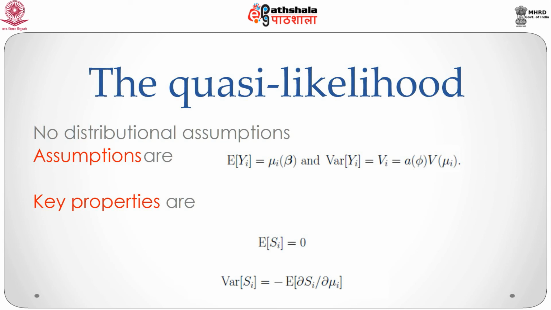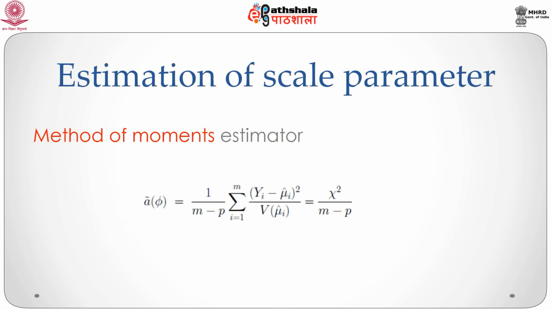We are only assuming that the expectation of y is mu_i(beta), some known function of beta, and that the variance of y_i is given by V_i equal to a(phi) into V(mu). Key properties of the quasi-score function are expectation of S_i equal to 0 and variance of S_i equal to minus expectation del S_i del mu_i. These key properties ensure that the behavior of the maximum quasi-likelihood estimators is quite similar to that of the maximum likelihood estimators. We use quasi-likelihood estimation to get estimators of the regression coefficients.